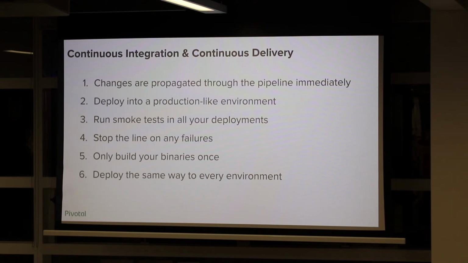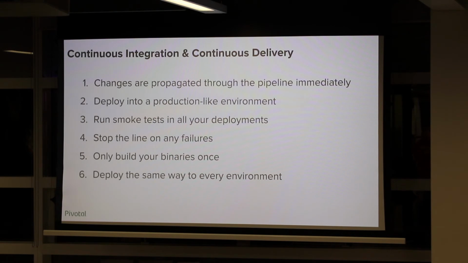You should run smoke tests in all of your deployments, so this gives you a bit of benefit. At least it will save you some time, because maybe all the tests are passing, but if you just pushed the application, it actually is not there. So you don't go and try to run the rest of the tests. You should stop the line on any failures, otherwise it's not even a pipeline, it's just a bunch of things that you run in parallel. In Concourse, we can do that by using the passed property.